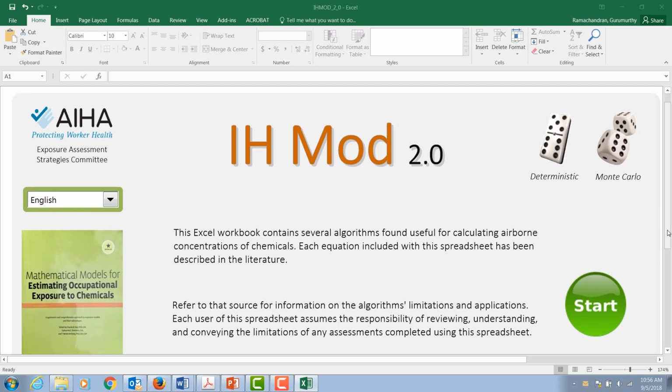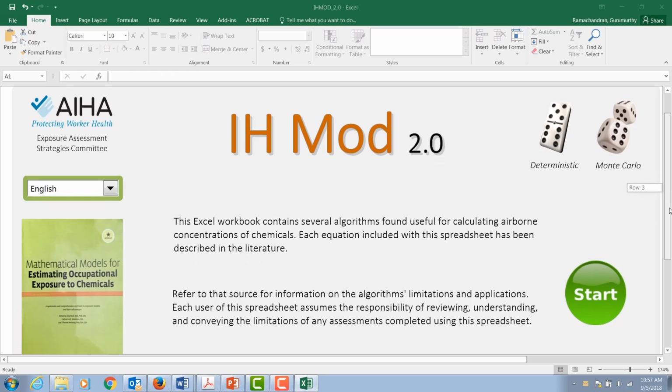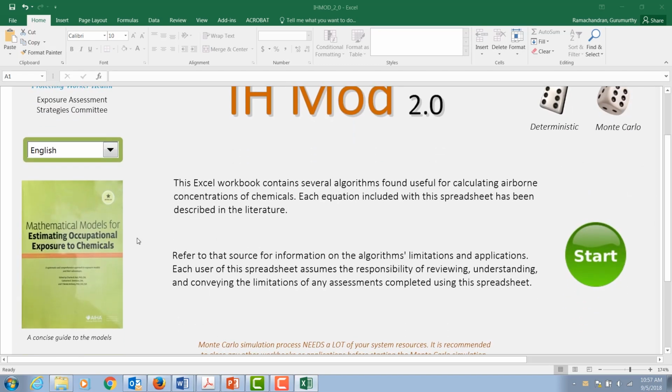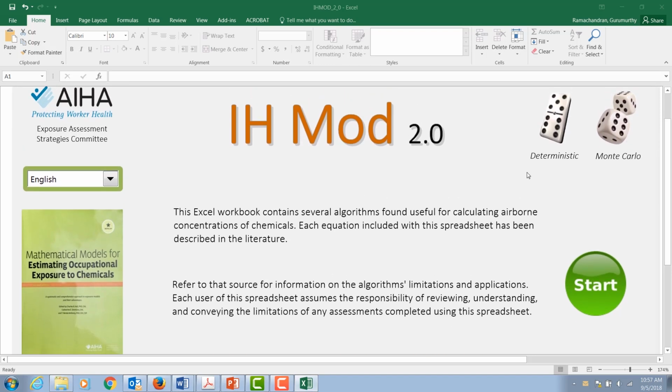And then you come to this screen where it gives you some basic information about the software, the mathematical models for estimating occupational exposure to chemicals, a guide to the different models that are in the software published by AIHA, and in the top right corner you will see deterministic and Monte Carlo models. So this software provides you with both options.